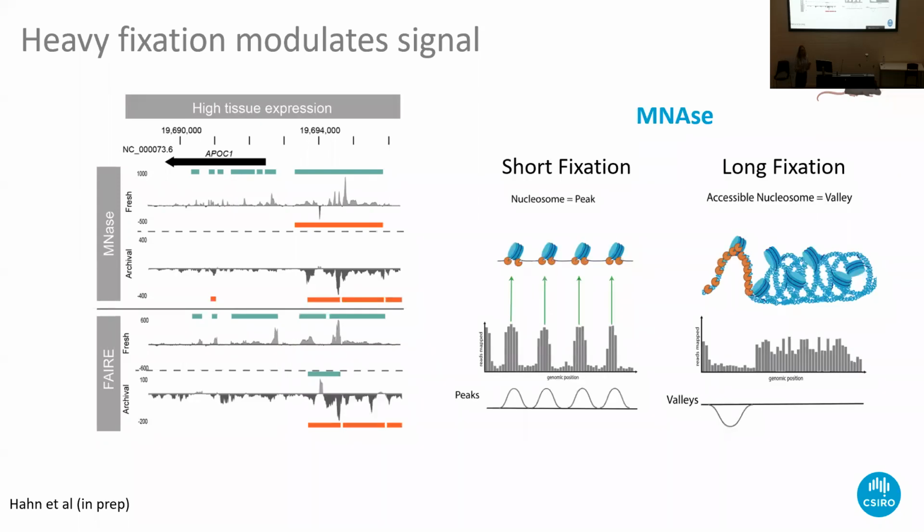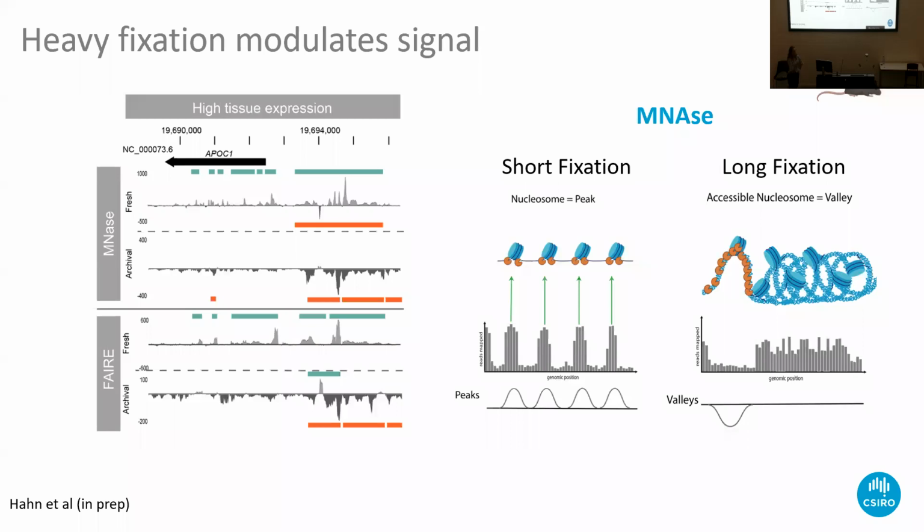The signal looks different again, like it did in yeast, but different again. In archival mouse samples treated with MNase, rather than seeing enrichment upstream of a gene expressed in liver, what we see is strong depletion, sort of a mirror image. And likewise, we see kind of the same thing in FAIRE. In our archival tissues, we see a very strong depletion upstream of genes that are expressed.